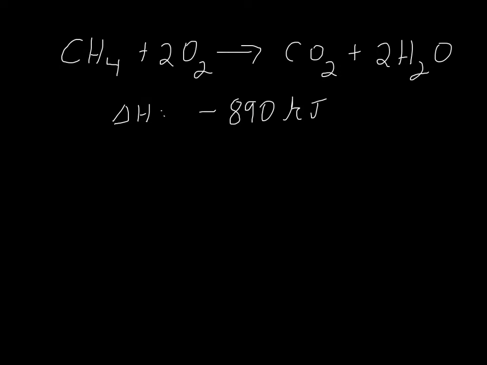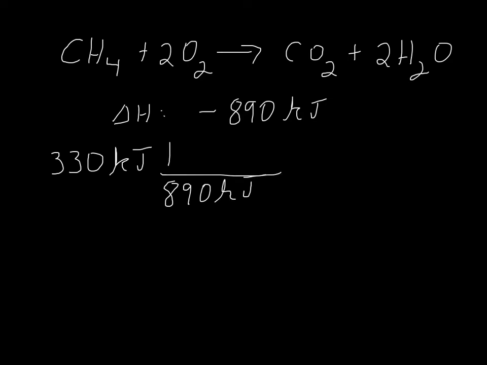In this example, we'll take a look at the problem from a different perspective. So let's say that the problem was something like this, that we were being asked how many grams of methane would it take to produce 330 kilojoules. Well, we know from the thermochemical equation that 890 kilojoules are produced for every 1 mole of methane, and we know that a mole of methane is 16 grams.